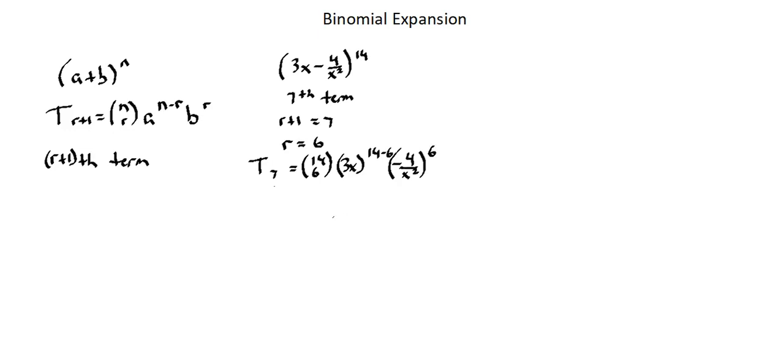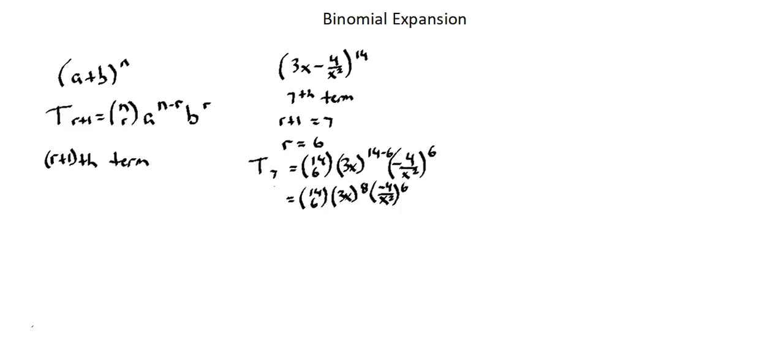Now if our requirement is to find the particular term in unsimplified form, all we need to do as a final step here is clean up the exponents. 14 over 6 times (3x) to the power of 8 times (negative 4 over x squared) to the power of 6, and we're done. For this type of question, the most likely requirement would be to derive the term in unsimplified form.